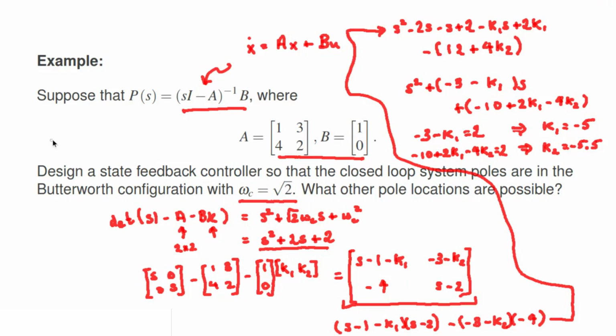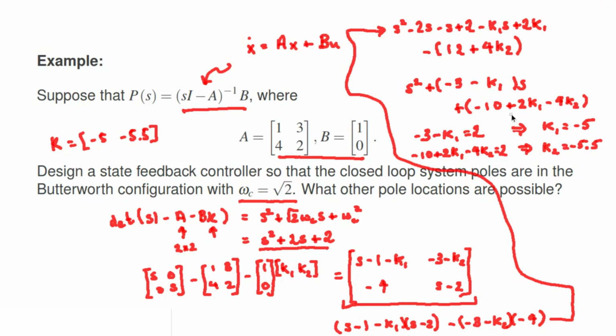The state feedback controller given by K is equal to minus 5, minus 5.5. So this state feedback matrix will place the closed loop poles in the Butterworth configuration with this value of omega c. So that deals with everything except for this final pesky part of the question, which asks what other pole locations are possible.